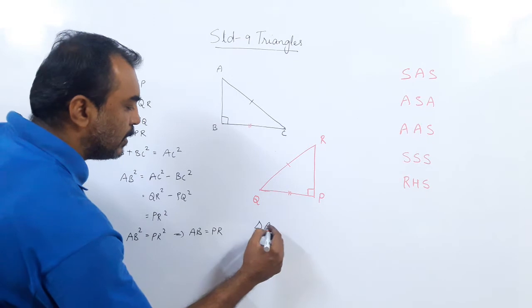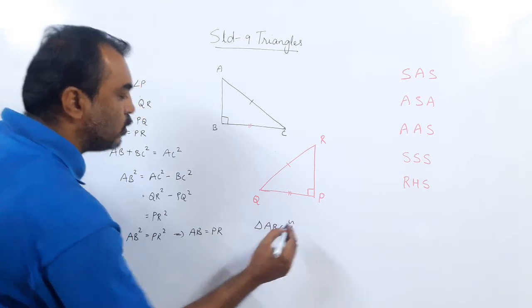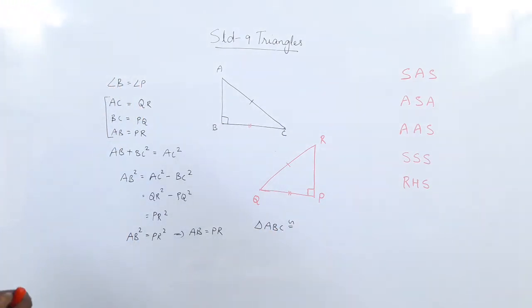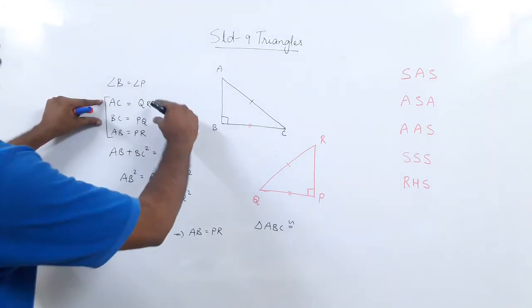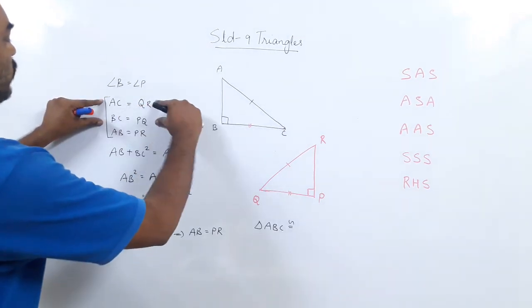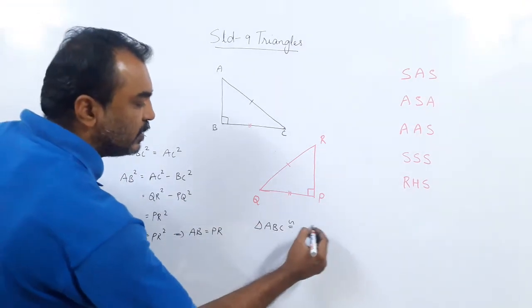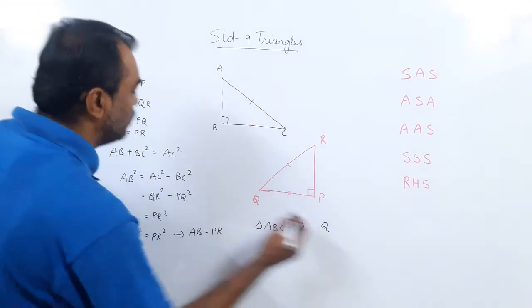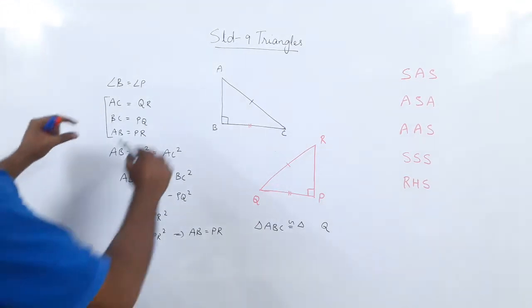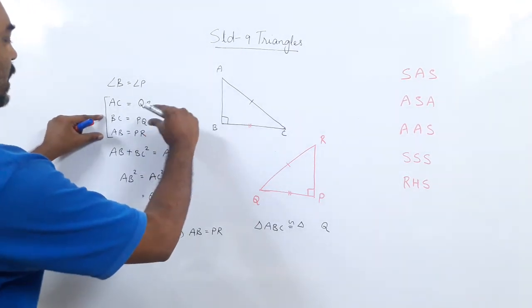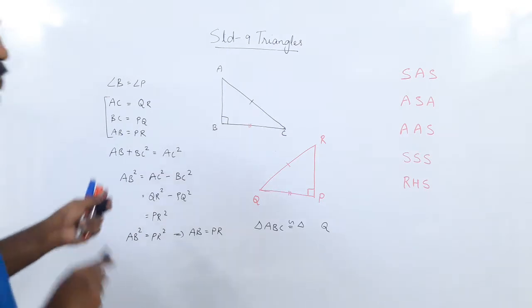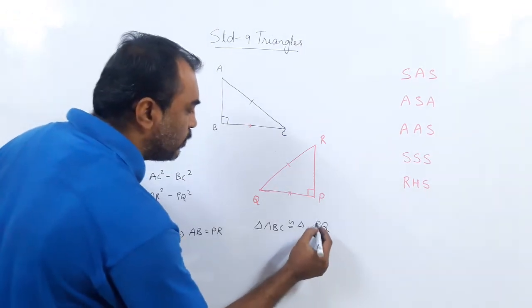So triangle ABC is congruent to what? Now this time we have to check. Look at the first two. Which letter is common in both first two? C is common, Q is common. So corresponding to C we get Q. Okay? Now look at these two. What is common here? B. And what is common here? P. So corresponding to B, we get P.